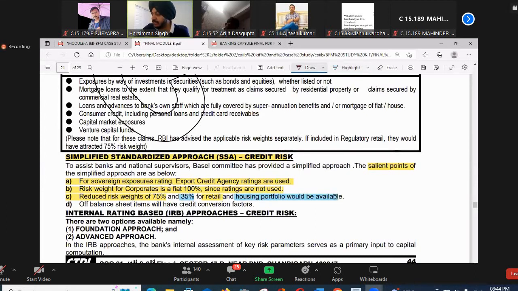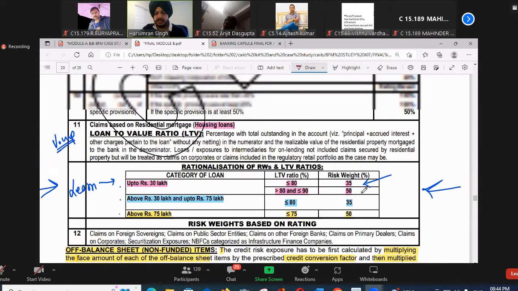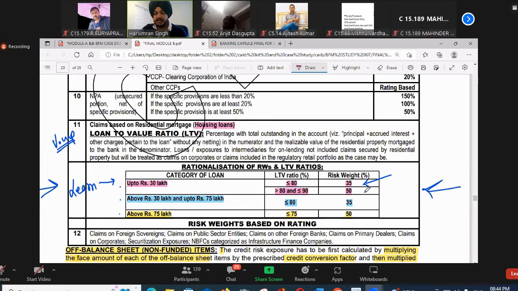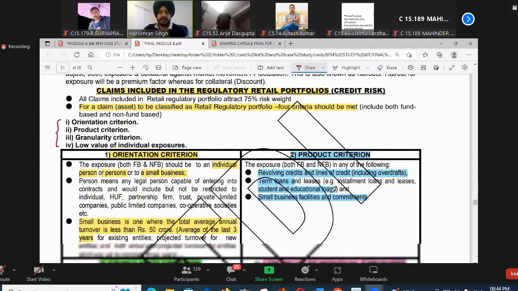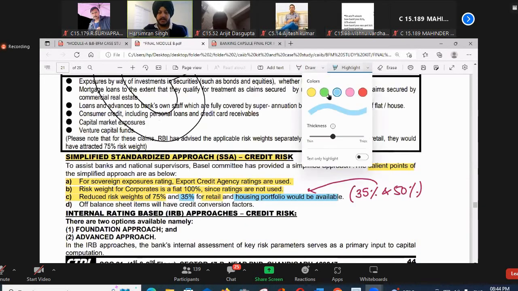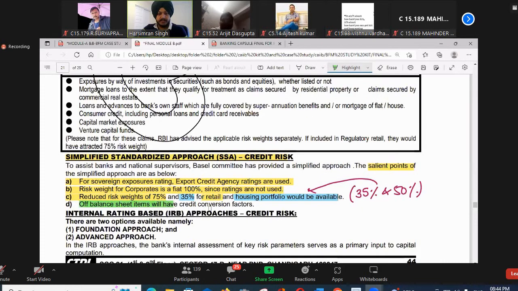Basically add here 35 and 50, 35% and 50% for housing portfolios. If you remember this LTV chart, see on the screen. Fine. Somewhere we have taken 35%, somewhere we have taken 50%. And then in off-balance sheet items, we will multiply them with the credit conversion factor, then we will multiply with the risk weight.